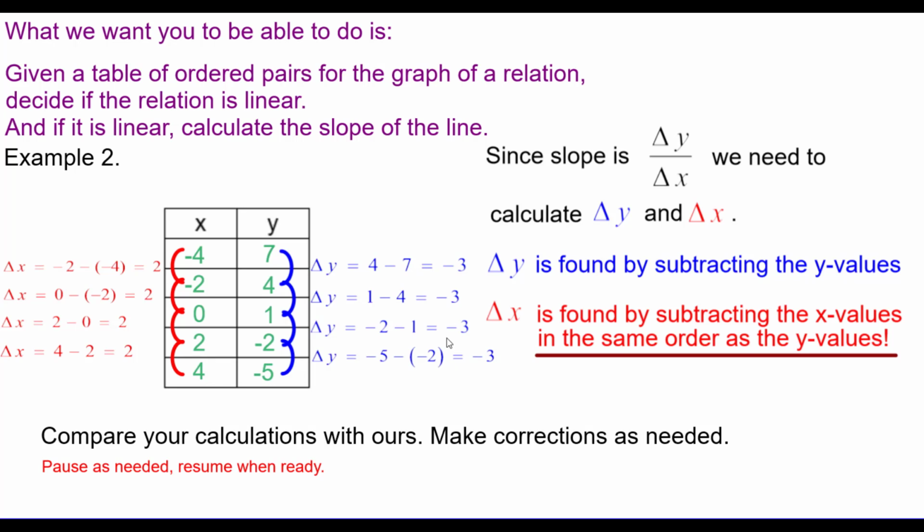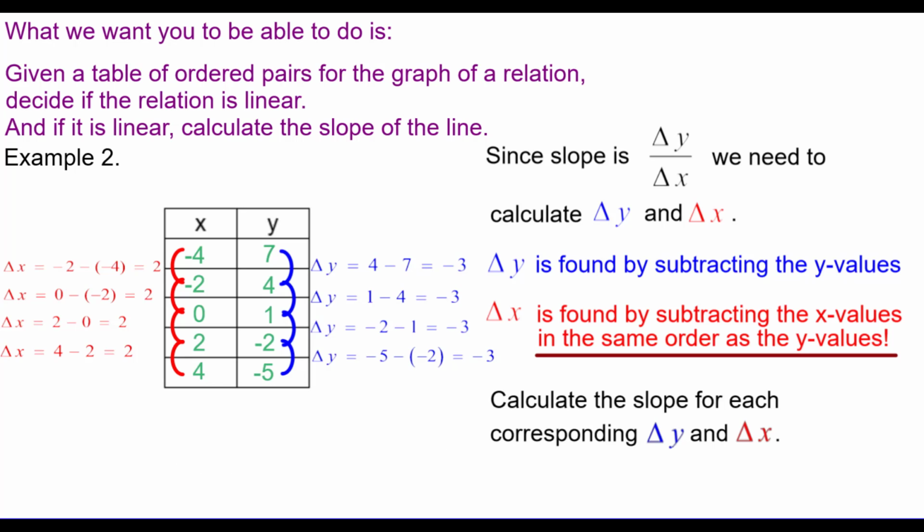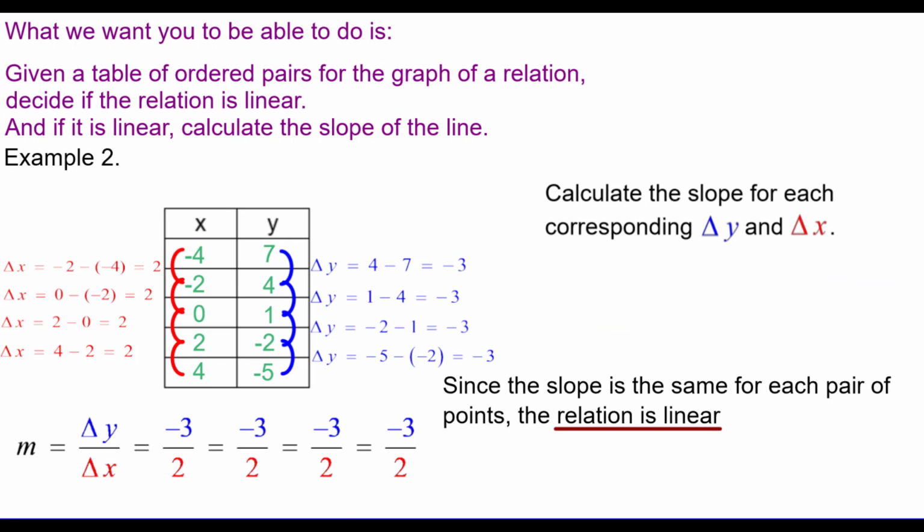So we found the change in y is all negative 3. The change in x is all positive 2. Press pause as needed in case you need to check any of those. Now calculate the slope for each corresponding change in y and change in x. Pause as needed, resume when you're ready. And negative 3 divided by 2, in each case, negative 3 halves. Since the slope is the same for each pair of points, again, the relation is a linear one, and the slope of the line is negative 3 halves.